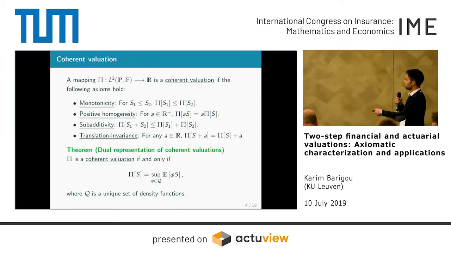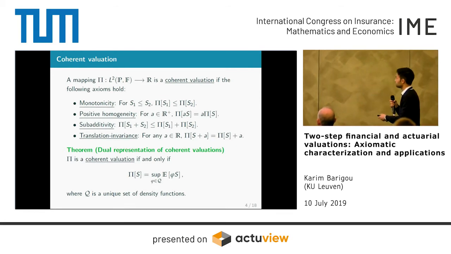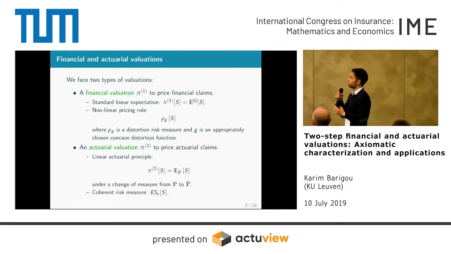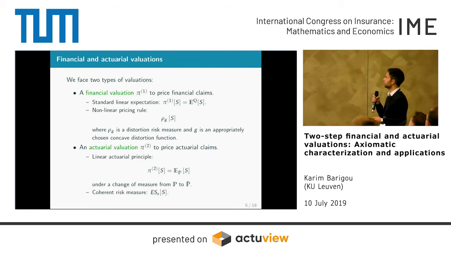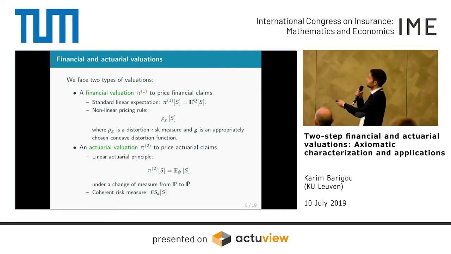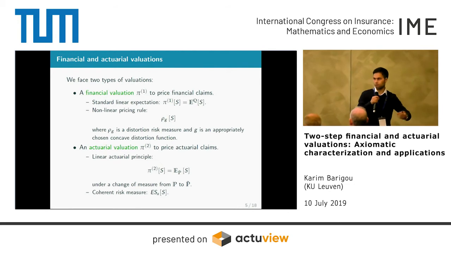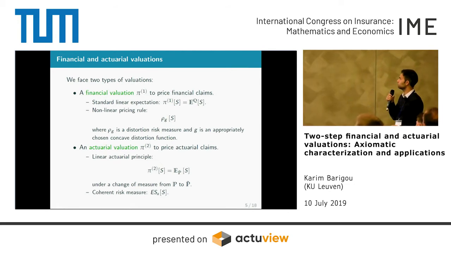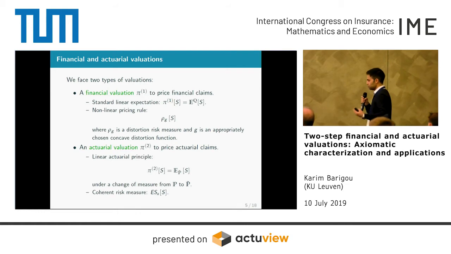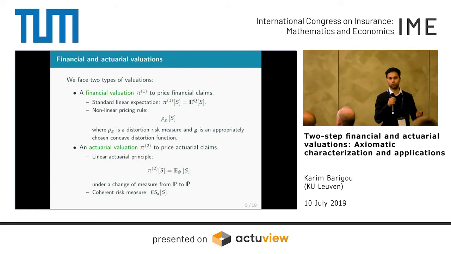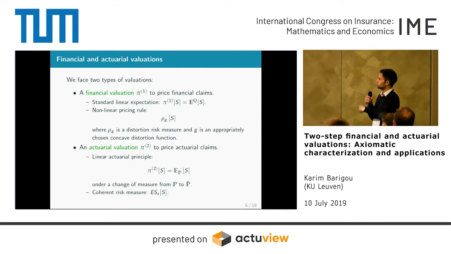Here you can consider a set of linear expectations and look at the supremum like a worst case scenario. Again, we are interested in this financial and actuarial valuation. In both cases, we want to consider non-linear operators. When you look at financial valuation, you can consider the classical expectation under Q, but we also want to consider a non-linear pricing rule, because usually people always use this expectation under Q. But if you are in a market with, for instance, bid and ask prices, you will not have linearity. So we would like to consider non-linear operators, namely coherent valuation.